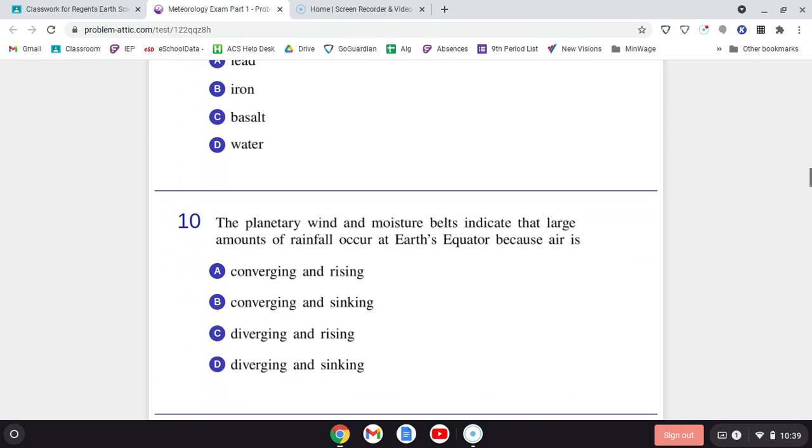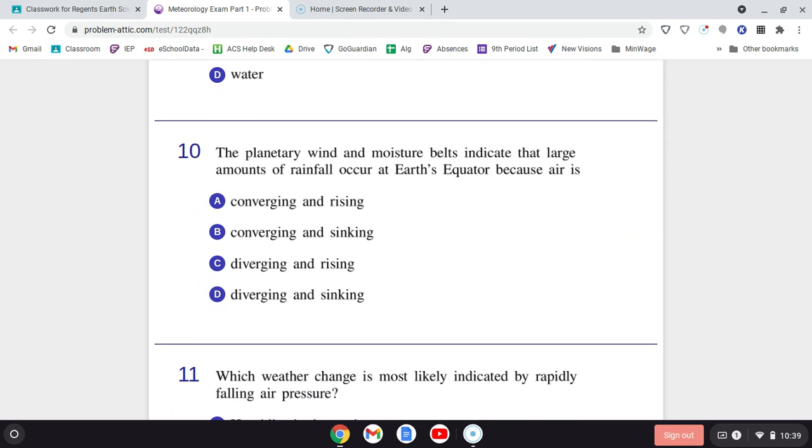Okay. Number 10. The planetary wind and moisture belts indicate that large amounts of rainfall occur at Earth's equator because air is what? At Earth's equator. So if you look on page 14, if you find the Earth's equator is at 0 degrees, it's right in the middle. So it's definitely A or B, right? Okay, so we can get rid of C and D.